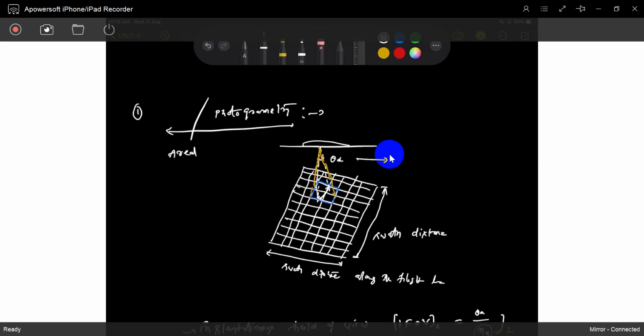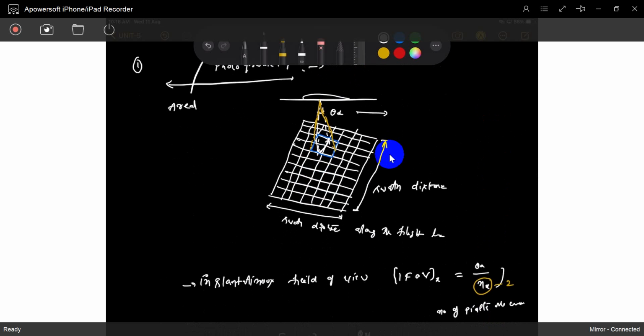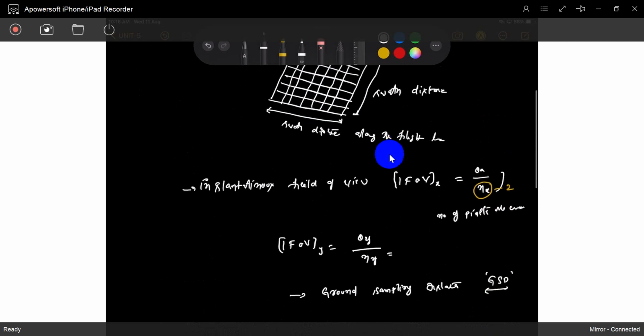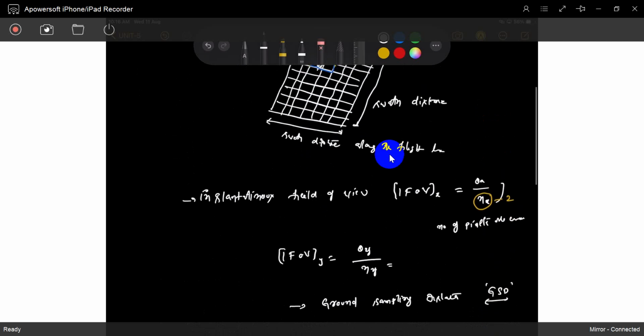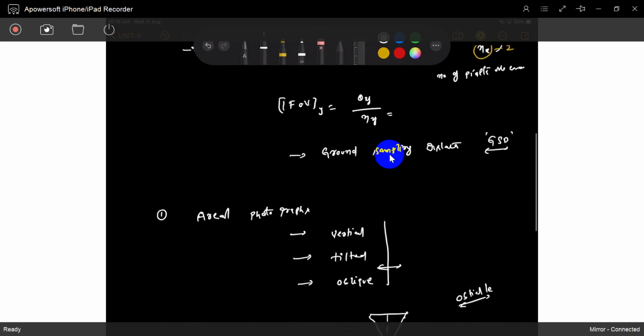It's photogrammetry, aerial photogrammetry. So swath distance, and swath distance along the flight line, instantaneous field of view. You can call it the instantaneous field of view: how much angle is covered divided by the number of pixels in that direction. Same in the y direction also. That's it.